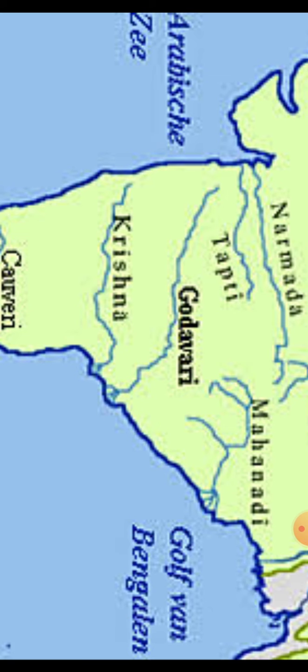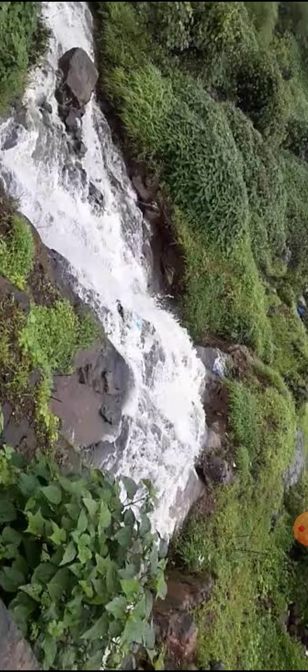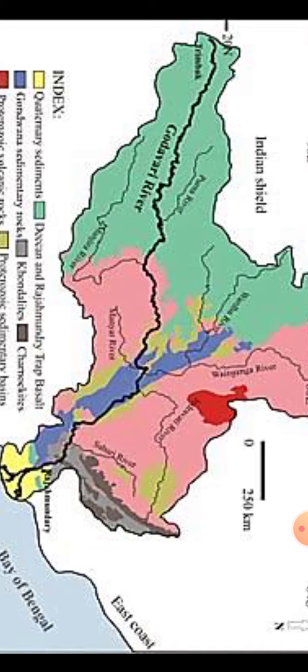Next important is the Krishna River. It originates from Mahabaleshwar. It also rises in the Western Ghats, Maharashtra. Let's see one by one. This is Nasik Trayambak, the birthplace of Godavari. This map indicates the Godavari river system. Godavari originates at Nasik, Trayambak, Western Ghats, Maharashtra.